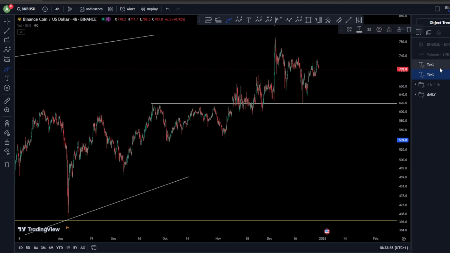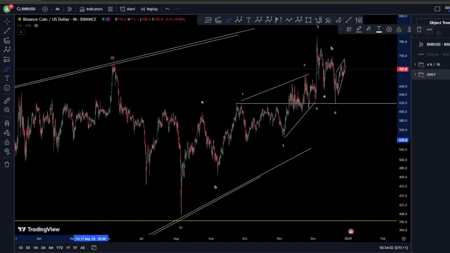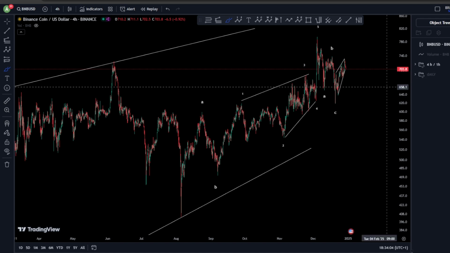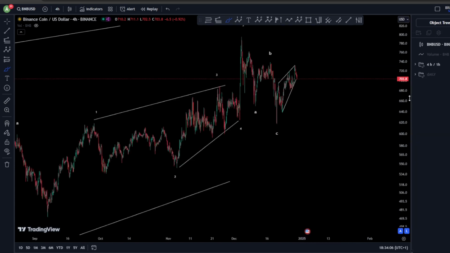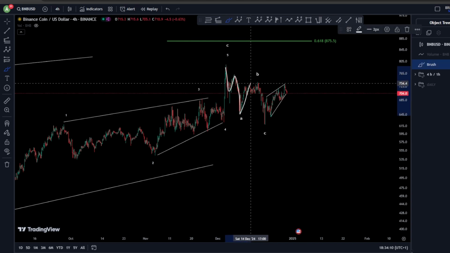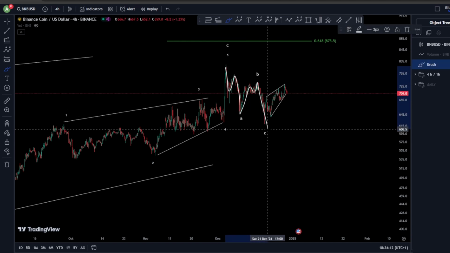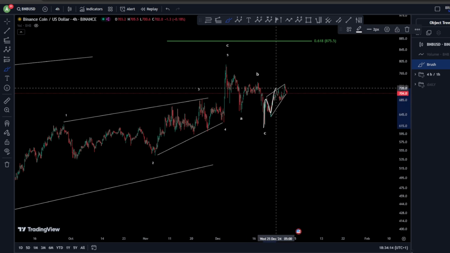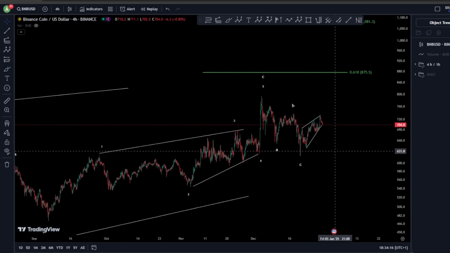On the 4-hour chart, we can see that you have already possibly here an ABC as well, right? It is a correction, 3 waves down, 3 waves up, 5 waves down, and maybe starting, of course, 1, 2, 3, 4, 5 towards the upside.